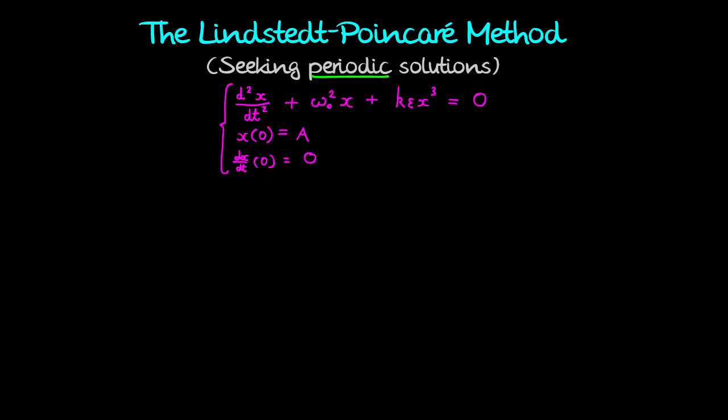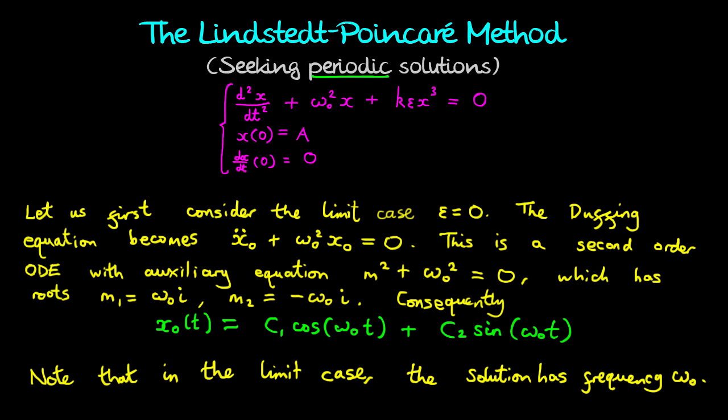So let's start going through how the Lindstedt Poincare method works. First of all, let's consider the limit case. That's the case when epsilon is exactly equal to 0. In that case, we're not going to have this term up here, this k epsilon x cubed, because epsilon is 0, and so the Duffing equation is just going to become the second derivative of x naught with respect to time plus omega naught squared x naught is equal to 0. So this is the limit case, the problem for x naught. This term disappears.